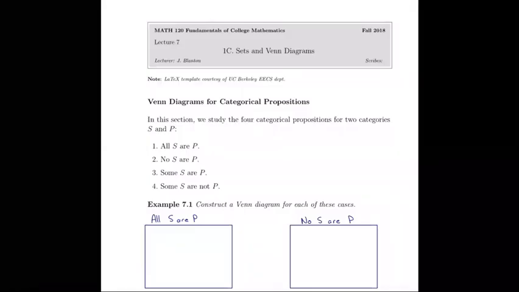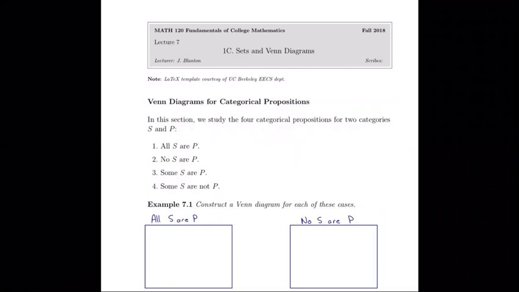Section 1C, we talk about sets and Venn diagrams, and we'll primarily use sets and Venn diagrams to break down categorical propositions or interpret the language in a problem into a set theoretic or a nice diagram to help us determine whether or not the logic is valid for a specific argument. And that'll be what we do in the following section. This is just the setup for that.